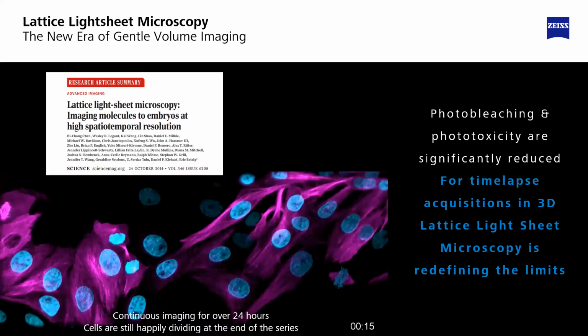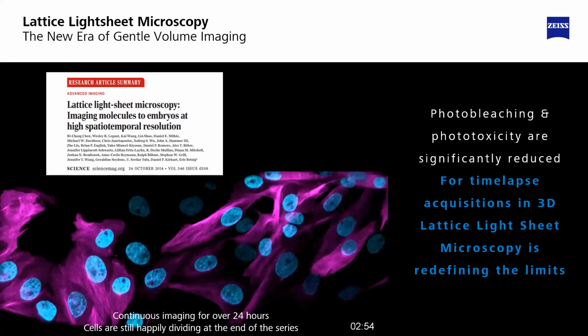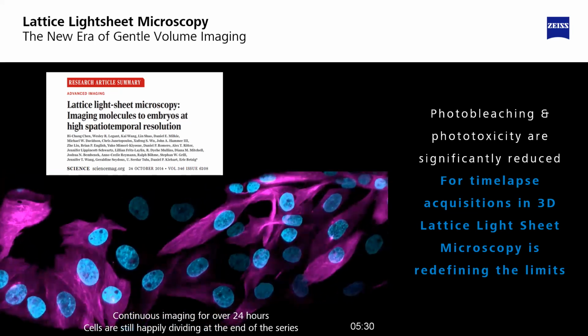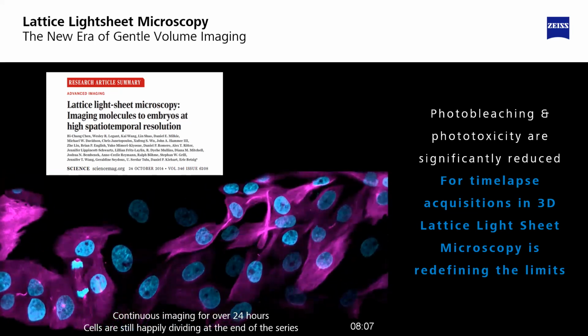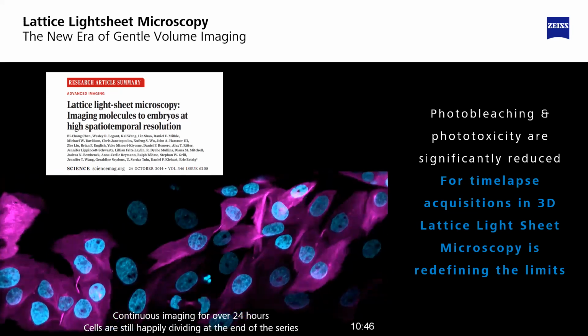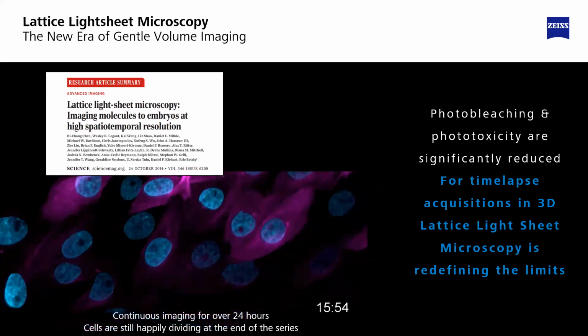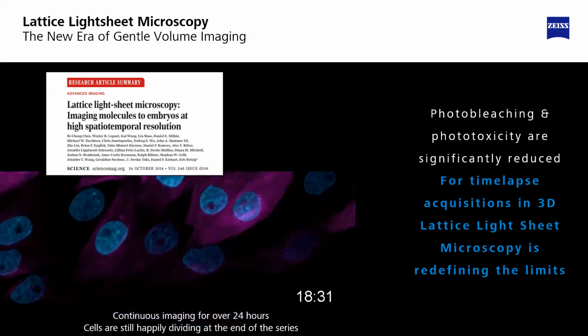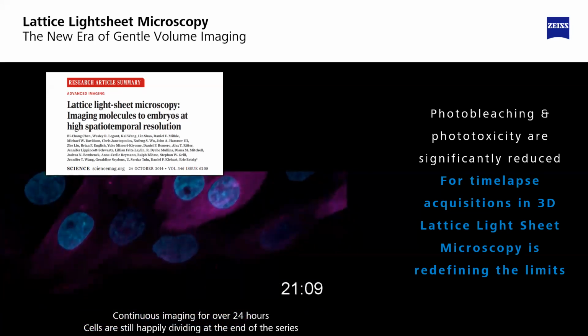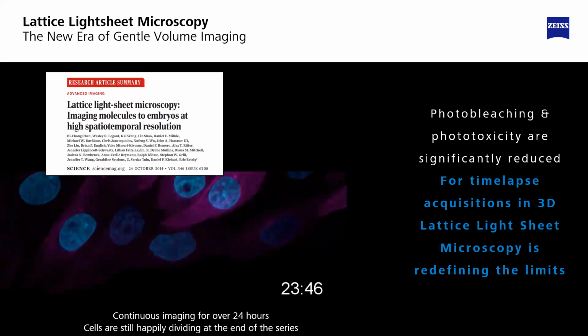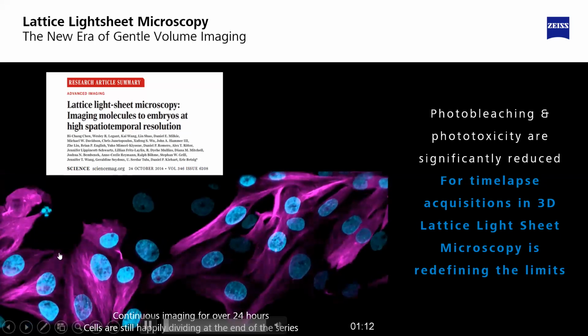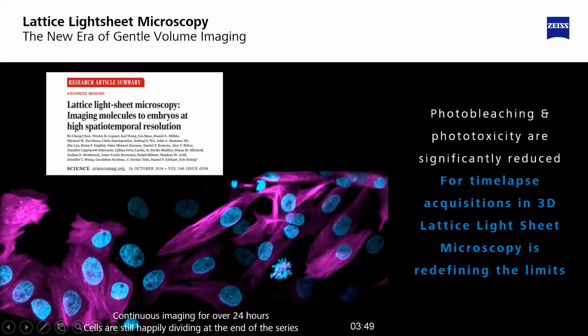So when this was published, this really did push forward the idea that there are alternatives to spinning disk. And this paper really does outline how photobleaching and phototoxicity from lattice light sheet imaging are significantly improved, or decreased really, by 1 to 2 orders of magnitude when you're comparing to other 3D imaging approaches like spinning disk.